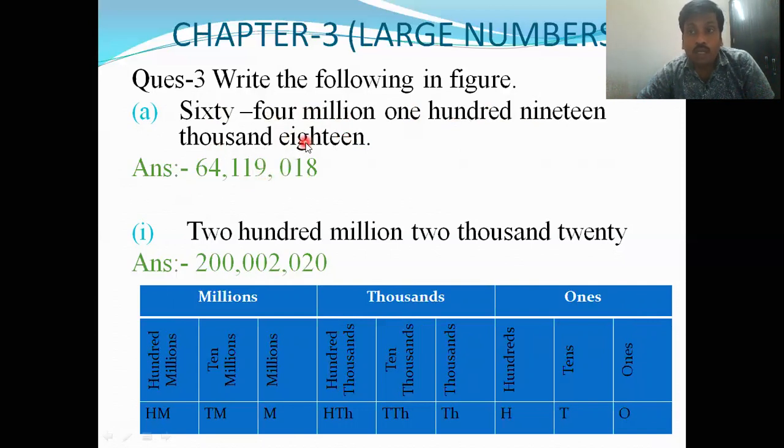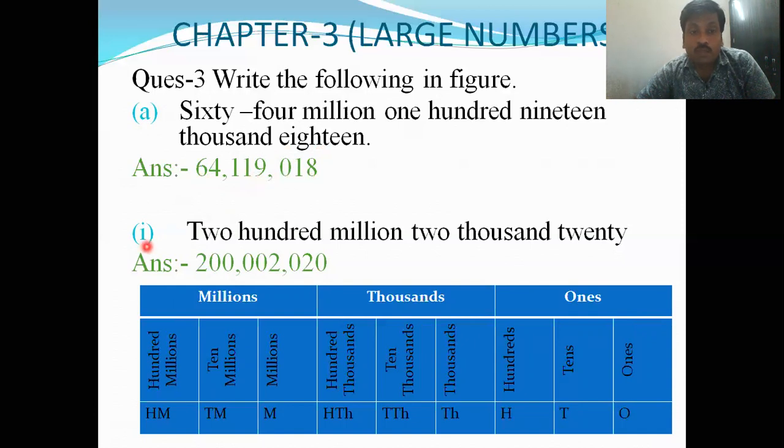There is no hundred place value number, so there is no 100 place value. So we write the 0 and only write 80. So students, in this way, this is 64 million, 119,000 and 80.